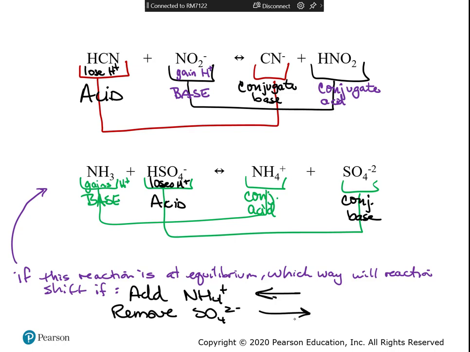So if I remove product, the reaction shifts to replace it. Okay? When you remove something, the reaction always shifts towards whatever you removed. So what if you remove NH3? Reverse. Because it's going to try and shift towards the NH3, which is on the reactant side. So I have to shift it in reverse.